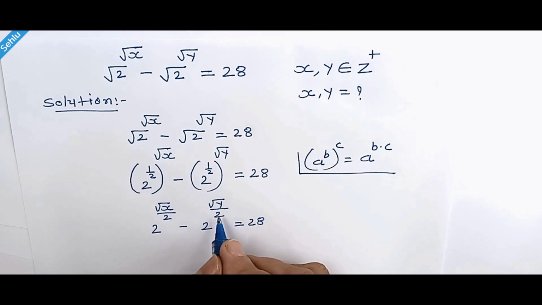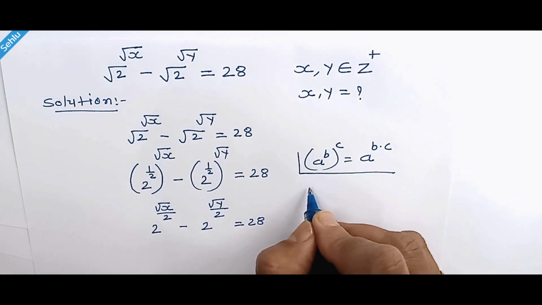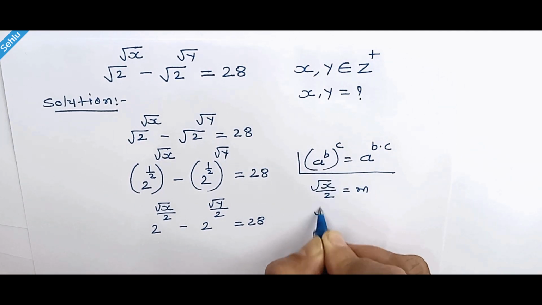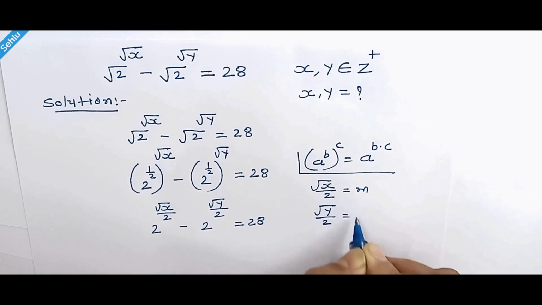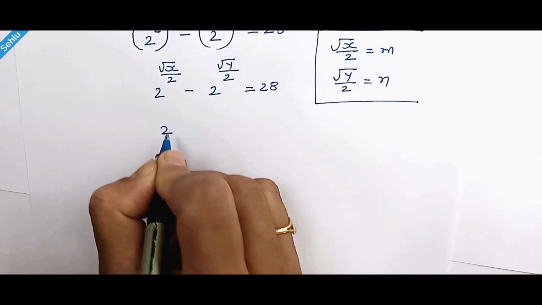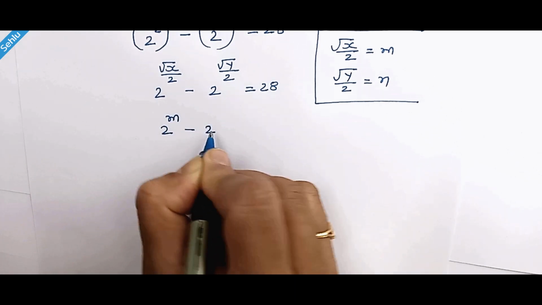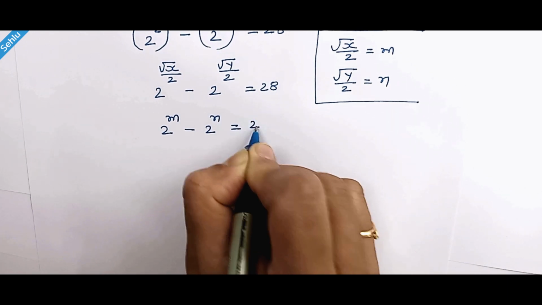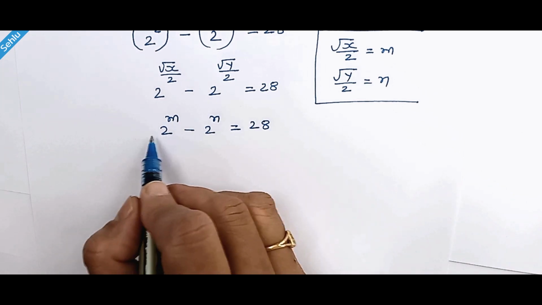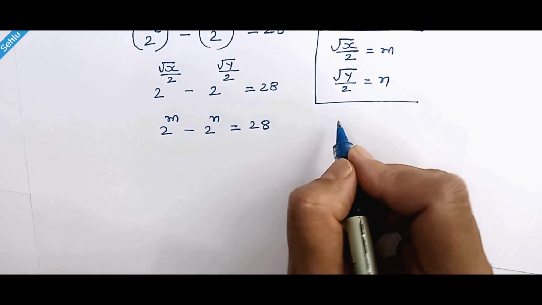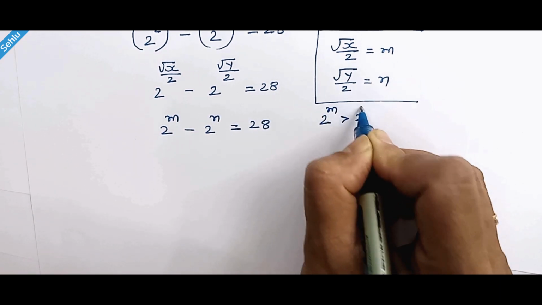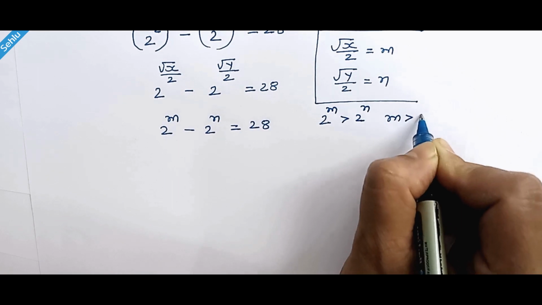Now let's assign new names for the exponents. We will call square root of x over 2 equal to m and square root of y over 2 equal to n. So we have 2 raised to m minus 2 raised to n is equal to 28. Now 28 is greater than 0. That means the difference of these two is greater than 0. So 2 raised to m is greater than 2 raised to n, and m is greater than n.